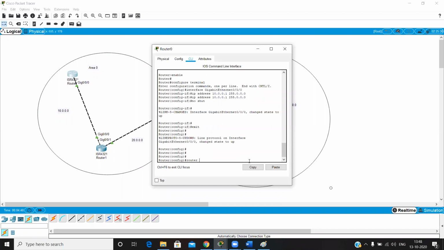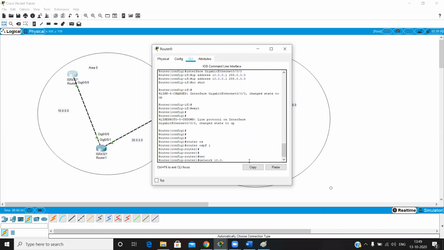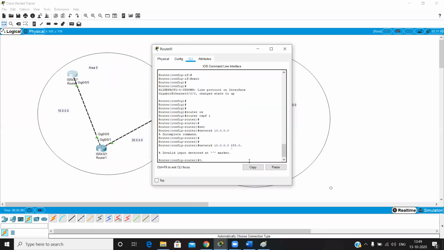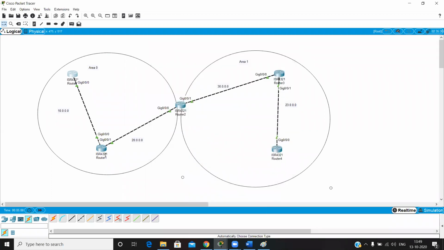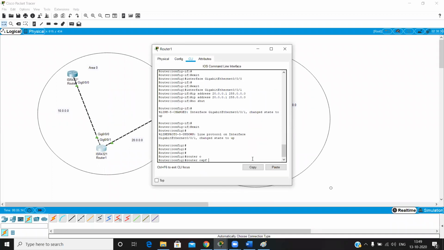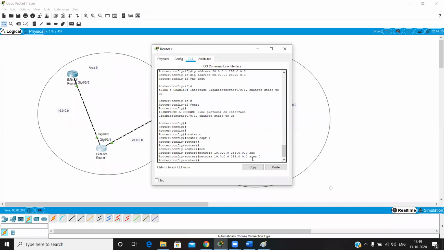So firstly, I run the command router ospf 1, network 10.0.0.0, sorry, subnet is 255.0.0.0 area 0, and then next network 10.0.0.0 255.0.0.0 area 0, and now our network is 20.